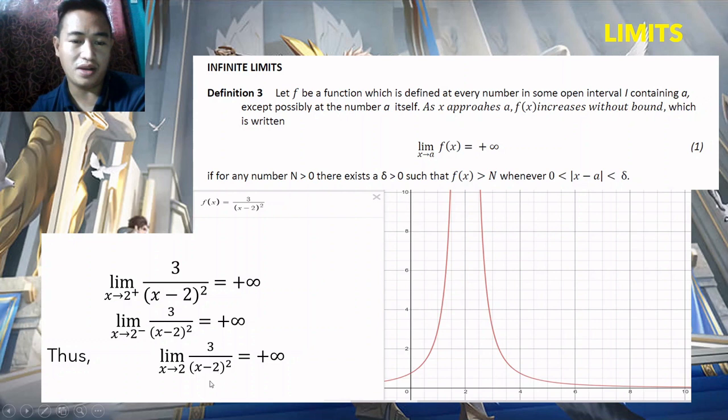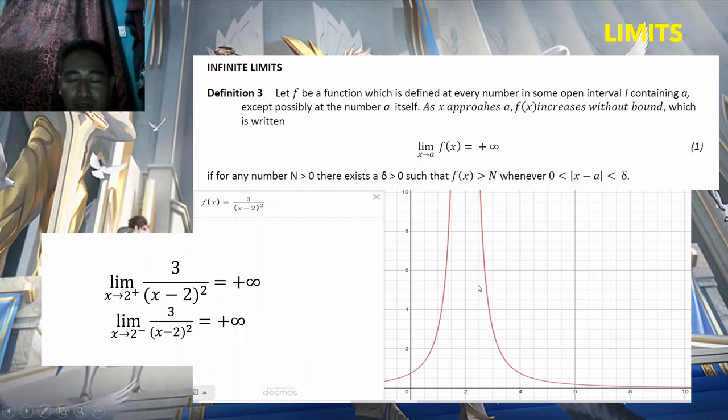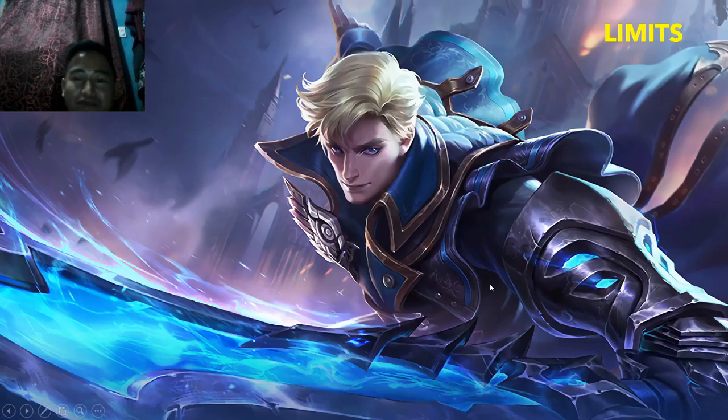So the limit of 3 over x minus 2 squared as x approaches 2, with no sign, is equal to positive infinity too. If the two sides are not equal, the plus and the minus, then the limit does not have the same value. For example, if both are negative infinity, then the limit is negative infinity. If one is positive infinity and the other negative infinity, then the limit does not exist. You can see it in the graph.